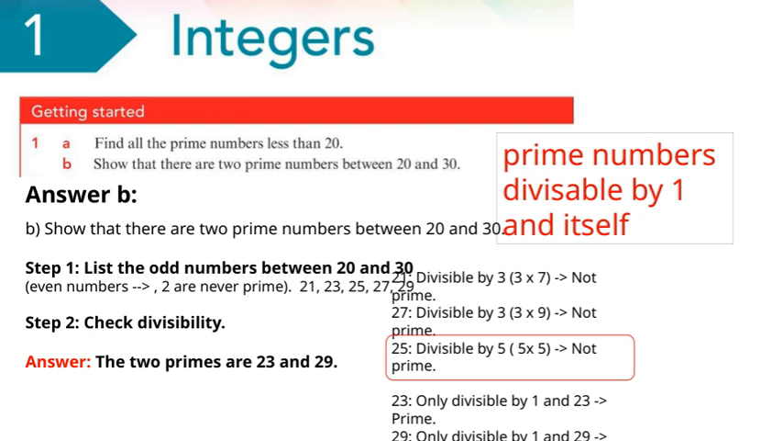21 is divisible by 3, so not prime. 25 is divisible by 5, so not prime. 27 is divisible by 3, so not prime. That leaves us with 23 and 29, which are only divisible by 1 and themselves. Therefore, the two prime numbers between 20 and 30 are 23 and 29.